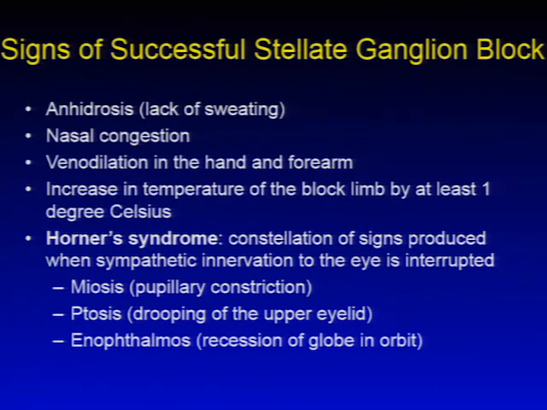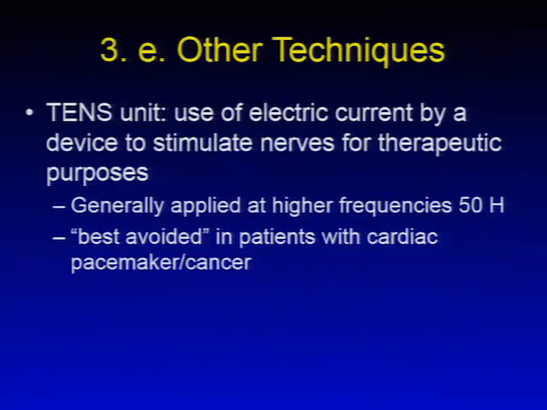Signs of a successful stellate ganglion block can include anhidrosis, nasal congestion, venodilatation in the hand and forearm, an increase in temperature of the block by at least 1 degree Celsius, and a Horner syndrome, which is typically the constellation of miosis, ptosis, and enophthalmos. The definitions of all of those are listed below.